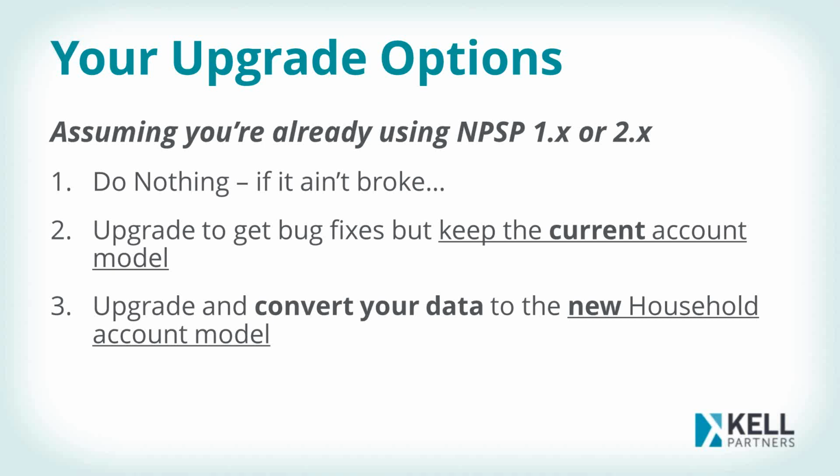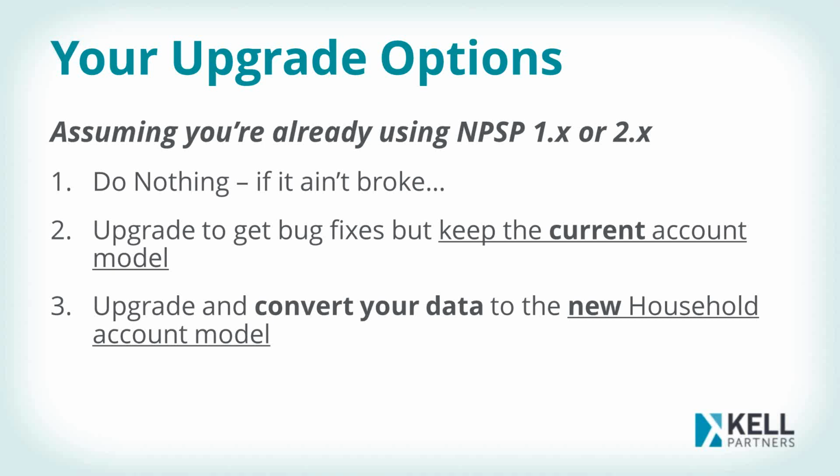Option two is you can upgrade to the Nonprofit Starter Pack anytime you want. And as I showed you, in the Nonprofit Starter Pack settings, even though I had it set on the household account, you can also select the one-to-one individual bucket model. When you upgrade, it leaves all the settings as they were before. The advantage is you don't have to make any data changes. It's a lot less painful.